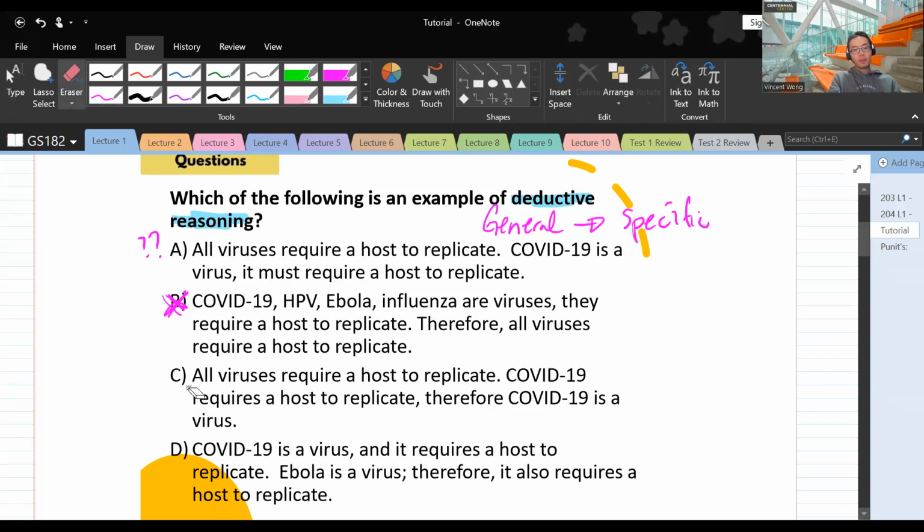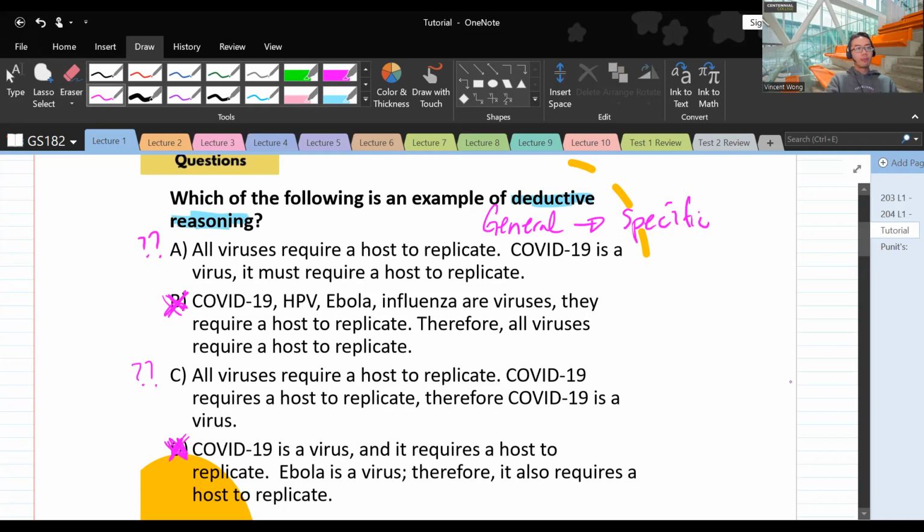Next one also begins with a general statement. All viruses require a host to replicate. So that could be correct. Last one, COVID-19 is a virus and it requires a host to replicate. Ebola is a virus, therefore it also requires a host to replicate. This is going from one example to another example. There's no general to specific or specific to general. That's why it is also not the answer.